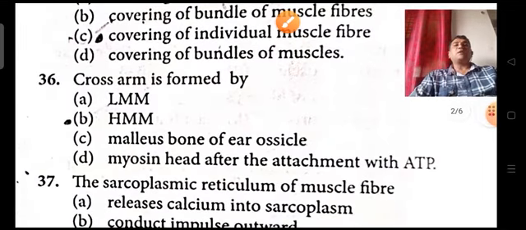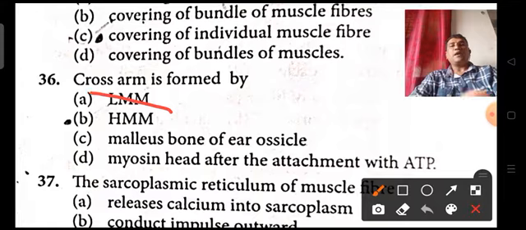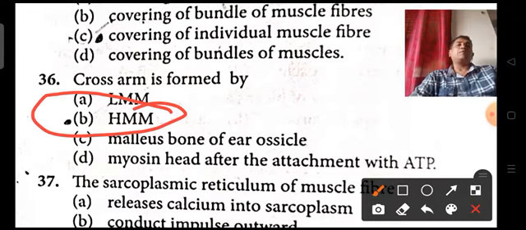Next, the cross arm is formed by LMM or HMM. You already know that the cross arm is formed by heavy meromyosin, the HMM of the myosin molecule.